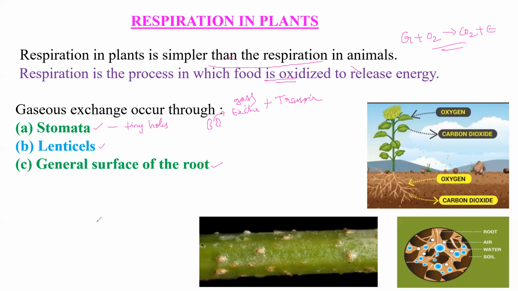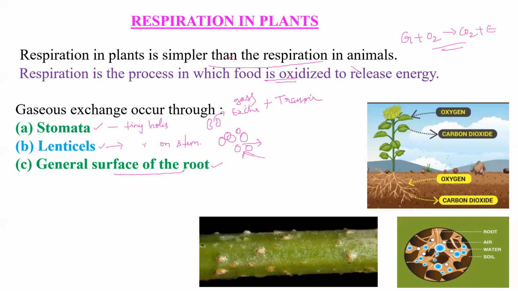You can see here in the picture also, just kept for the leaves and stem both. After that, lenticels. The next part which is helpful for respiration is the lenticels. Lenticels are also tiny pores or tiny holes which are present on the stem. These are helpful for respiration. Of course, these lenticels have a porous tissue which contains cells with large intercellular spaces. It's helpful for gas exchange.